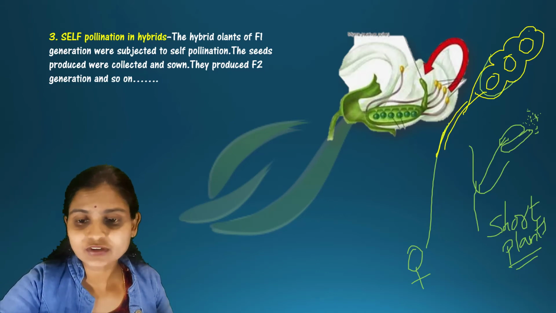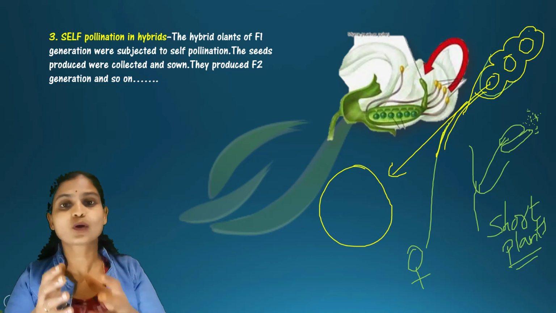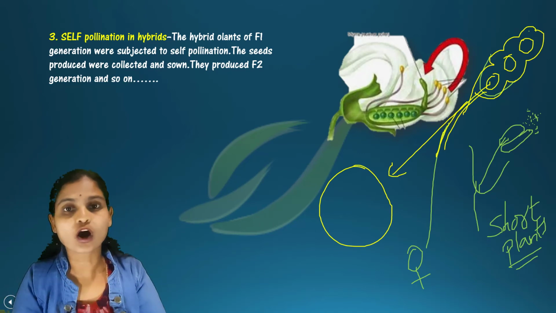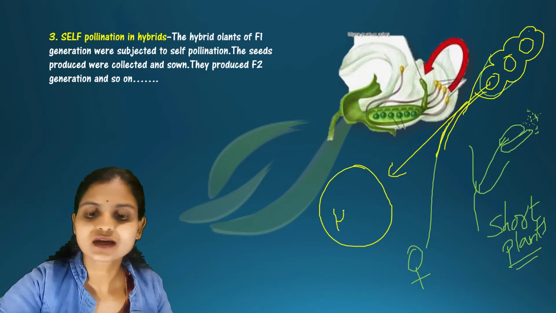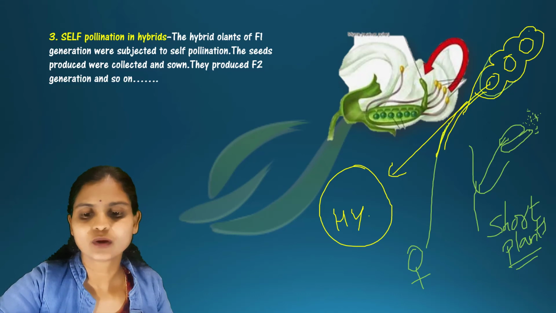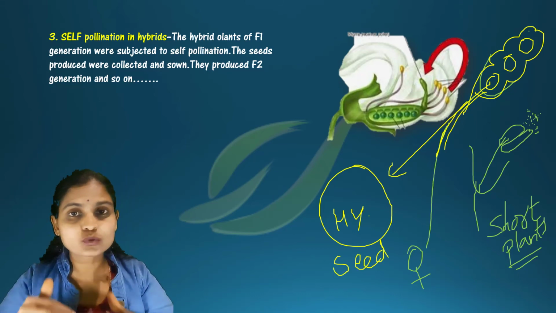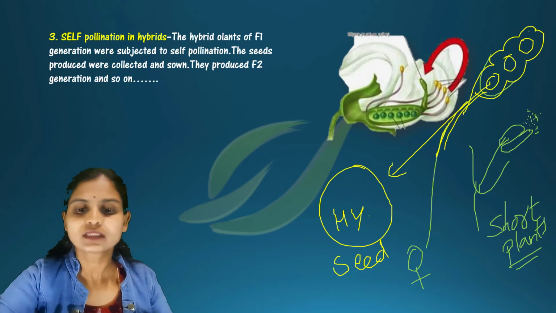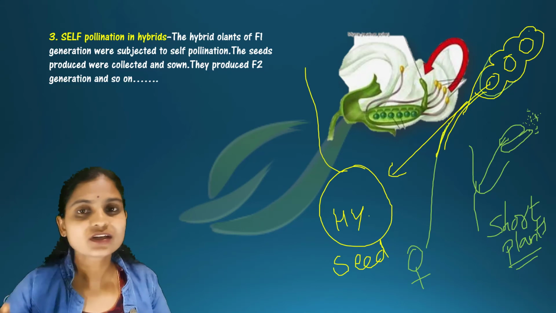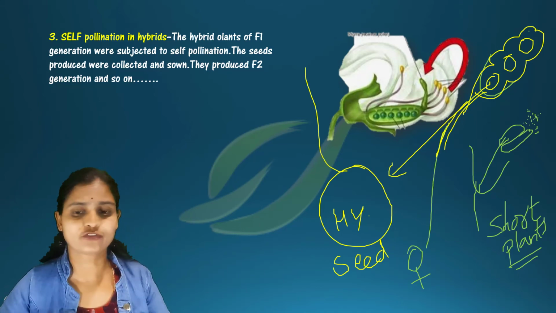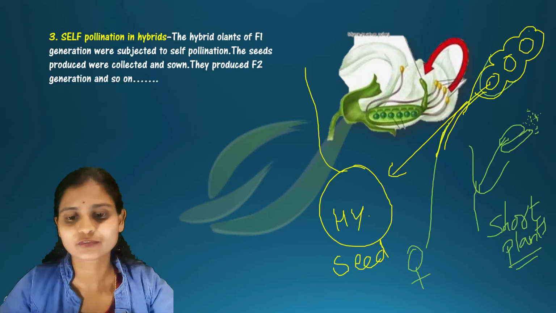Now 100% we can say that this seed is a hybrid seed, because it has the genes for tallness as well as for shortness. This is a hybrid seed. If you sow this seed in the soil, it develops into a plant. Now the question here is, what type of plant is developed from this?